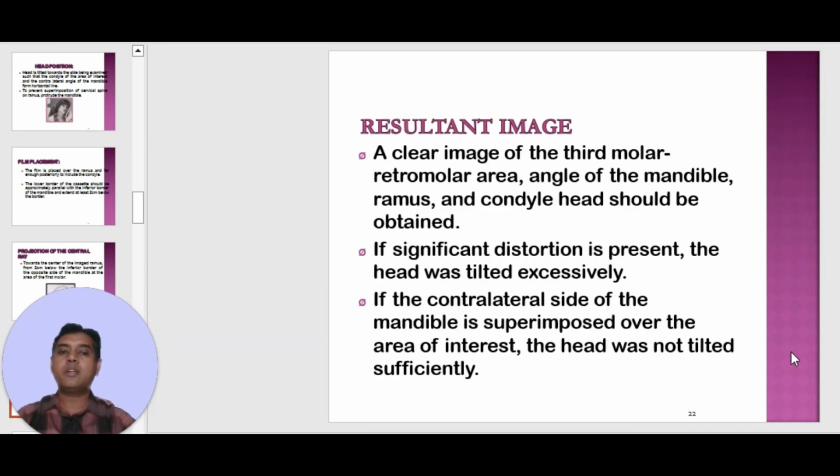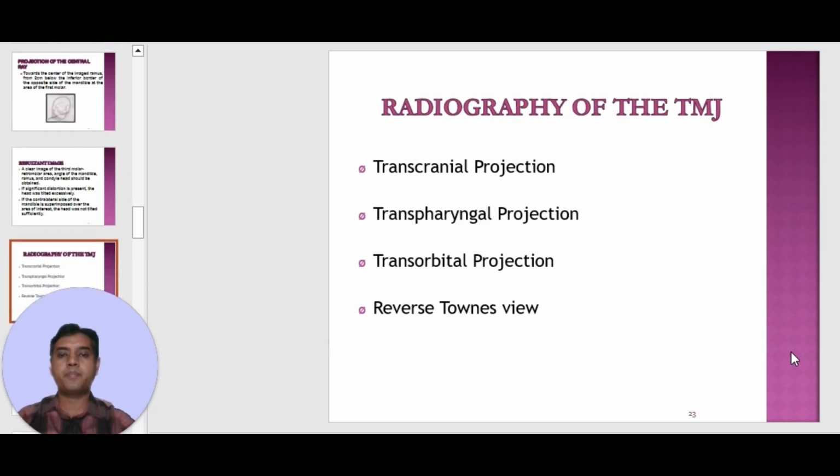The resultant image should include third molar retromolar area, angle of the mandible, ramus, condyle. If significant distortion is present, the head was tilted excessively. If the contralateral side of the mandible is superimposed over the area of interest, the head was not tilted sufficiently.